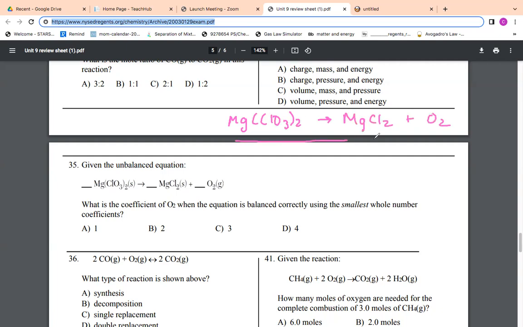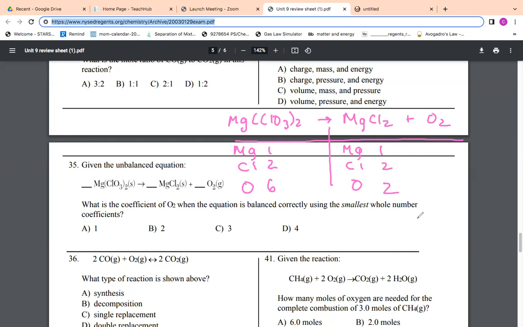Okay, and now I will split this in half. We have Mg, we have Cl, and we have O. We should have the same stuff on the other side. Here we have 1 magnesium, 2 chlorines, and 6 oxygens. Again, this 2 gets distributed into everything in the parentheses. Here we have 1 magnesium, 2 chlorines, and 2 oxygens.